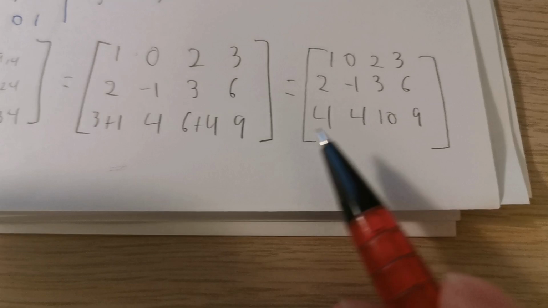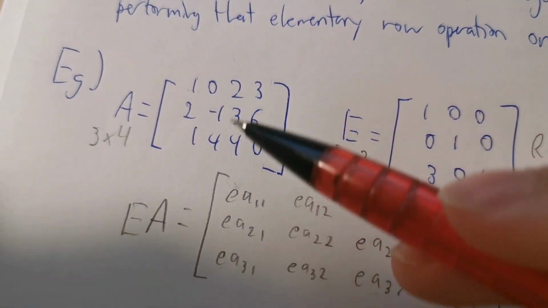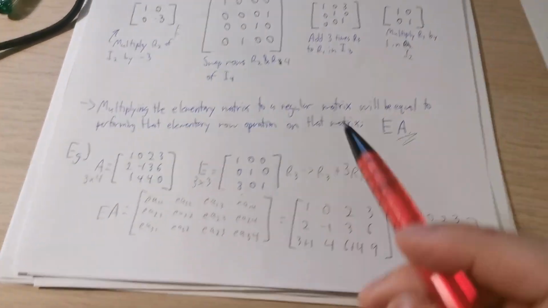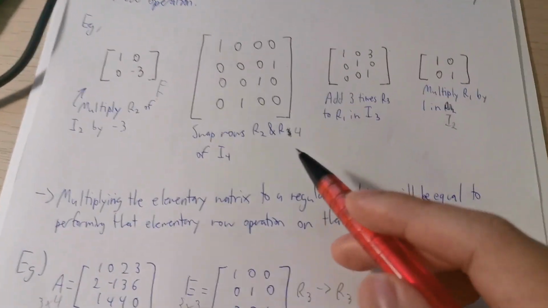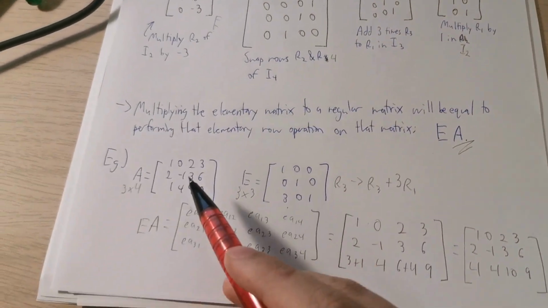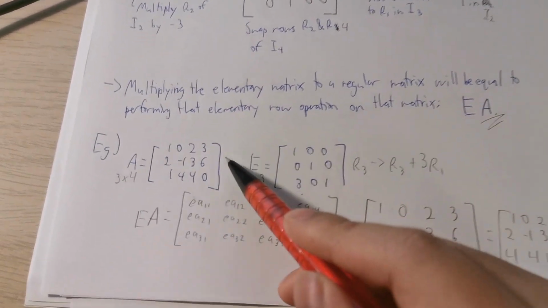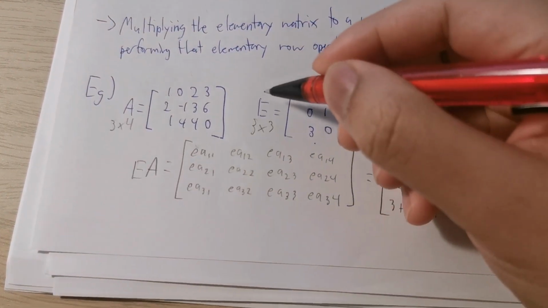0 doesn't affect it, so it stays as 4. 2 times 3, that's 6, plus 4, that's 10. 3 times 3, that's 9, plus 0, that's 9. So we can see, just by doing this multiplication with E, we get the row operation performed on A by using this elementary matrix.